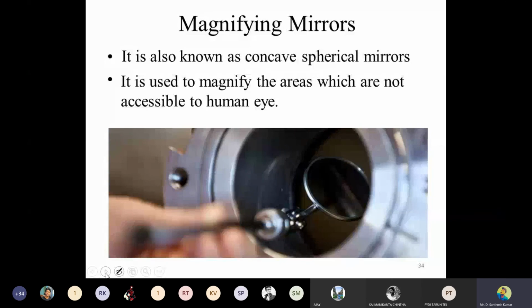Sometimes people are using magnifying mirrors. That is a different thing. So here, these kind of magnifying mirrors are used to magnify the area which is not accessible to the human eye. Majorly, they are used in dental applications. In case of industries also, where it is not accessible to the human eye, then definitely we have to use some other kind of equipment.